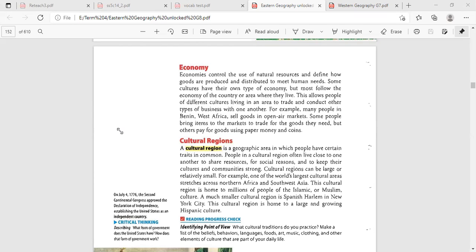Judy, go ahead. One of the world's largest cultural areas stretches across northern Africa and Southwest Asia. This cultural region is home to millions of people of the Islamic or Muslim culture. Thank you. This is one of the largest culture areas that stretches from northern Africa to Southwest Asia, and it is home to millions of Islamic or Muslim culture.